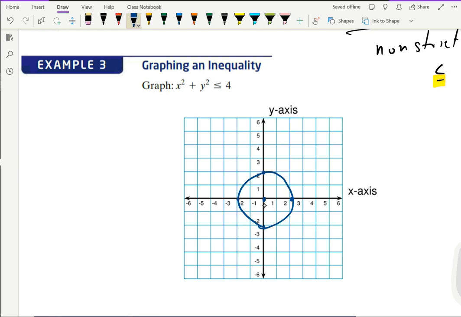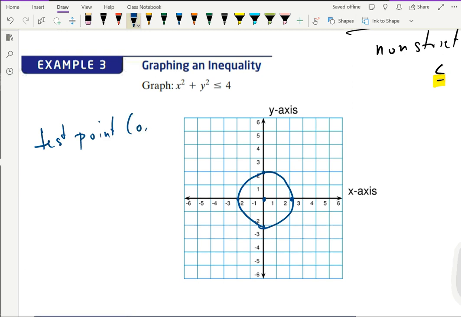One way to figure out where we're going to be shading, what makes this true, is we just choose a test point. Choose a point that's clearly either inside or clearly outside, but not a debatable point. Not a point right up in here where you wonder, is that on the graph? Is it not on the graph? Clearly choose a point that's not. So if 0, 0 is available, let's use 0, 0. So let's choose a test point.